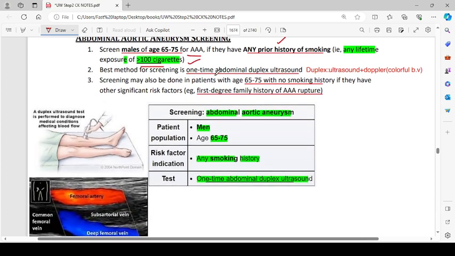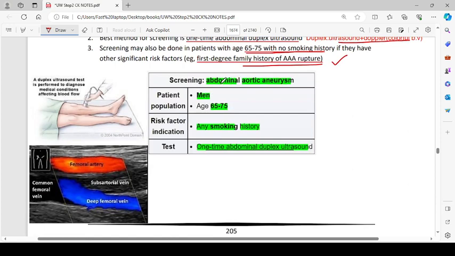Best method for screening is a one-time abdominal duplex ultrasound. Duplex ultrasound plus Doppler shows colorful blood vessels. Screening may also be done in patients age 65 to 75 with no smoking history if they have other significant risk factors, for example a first degree family history of abdominal aortic aneurysm rupture. To summarize screening: the patient population is men, age 65 to 75; risk factor indication is smoking history; and the test is a one-time abdominal duplex ultrasound.